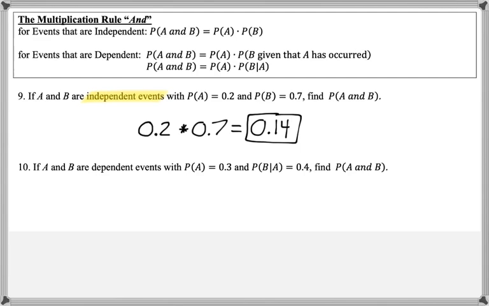If A and B are dependent events with the probability of A equal to 0.3 and the probability of B, given that A has occurred, is equal to 0.4, find the probability of A and B. So these are dependent events, which means we want to multiply the probability of A times the probability of B, given that A has already occurred. And they give us both pieces of information. So I just need to multiply them, and I get 0.12.